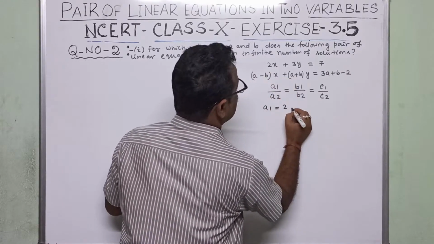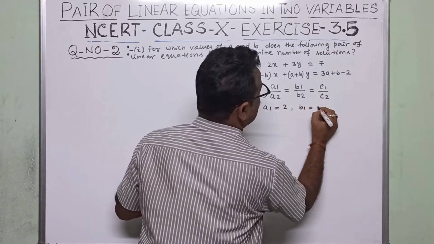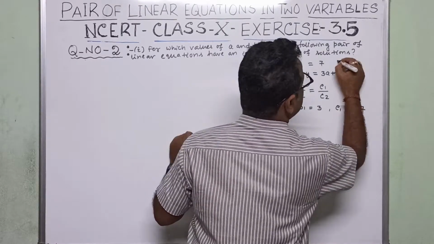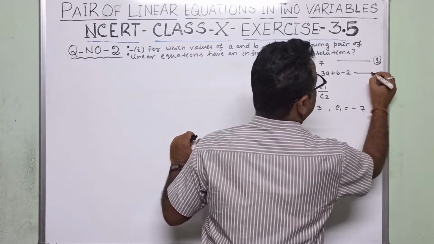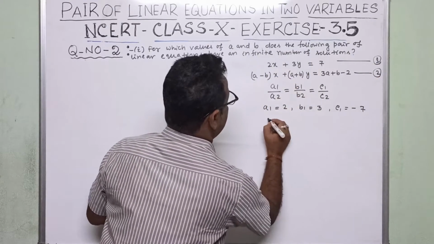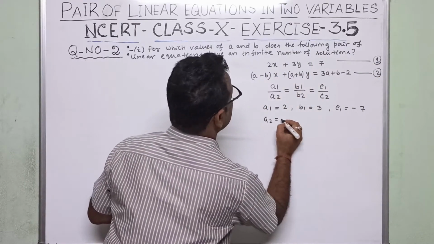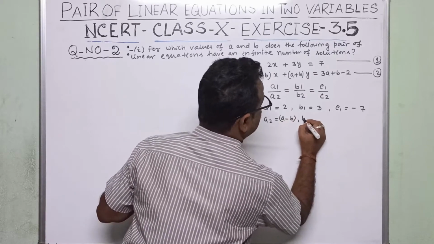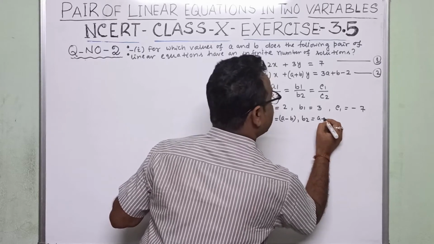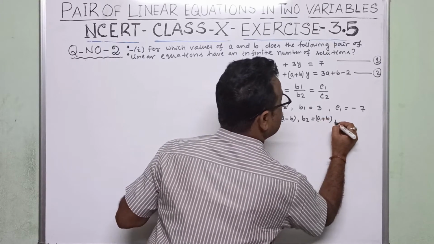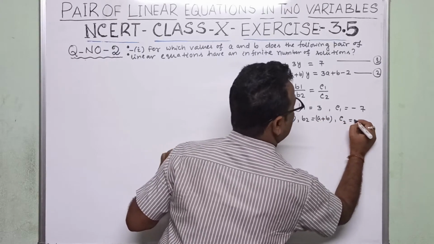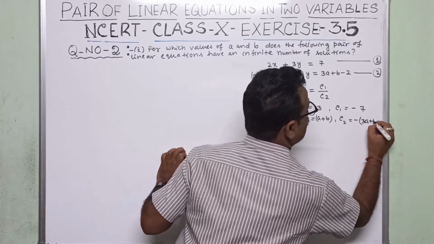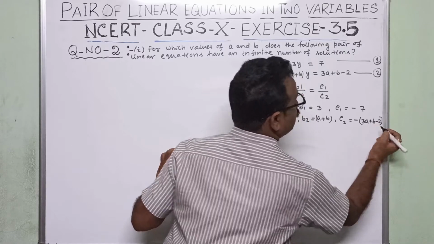Okay, now here your A1 is equal to 2, B1 is equal to 3, C1 is equal to -7 in equation 1. Now your equation 2: A2 is equal to A minus B, B2 is equal to A plus B, C2 is equal to minus 3A plus B minus 2.